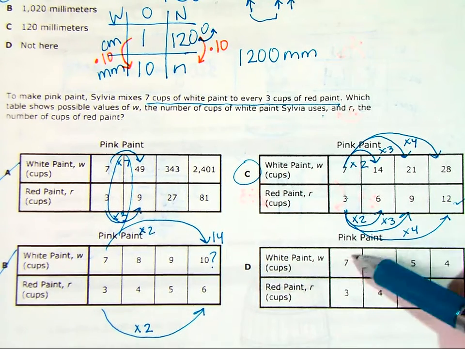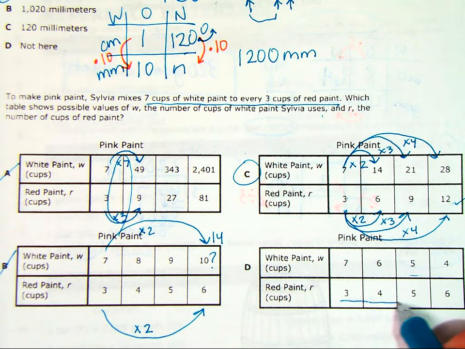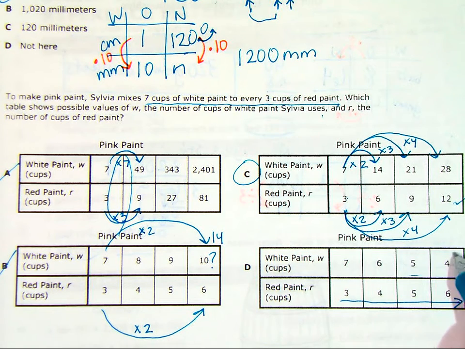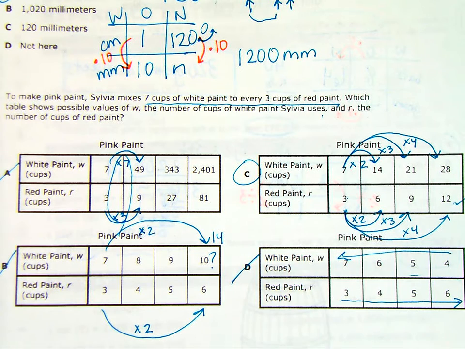And D has a similar issue to B. You're never going to have equivalent ratios where one of the numbers is increasing while the other number is decreasing. That doesn't make sense. There's no way that can be an equivalent ratio. So we can eliminate D.